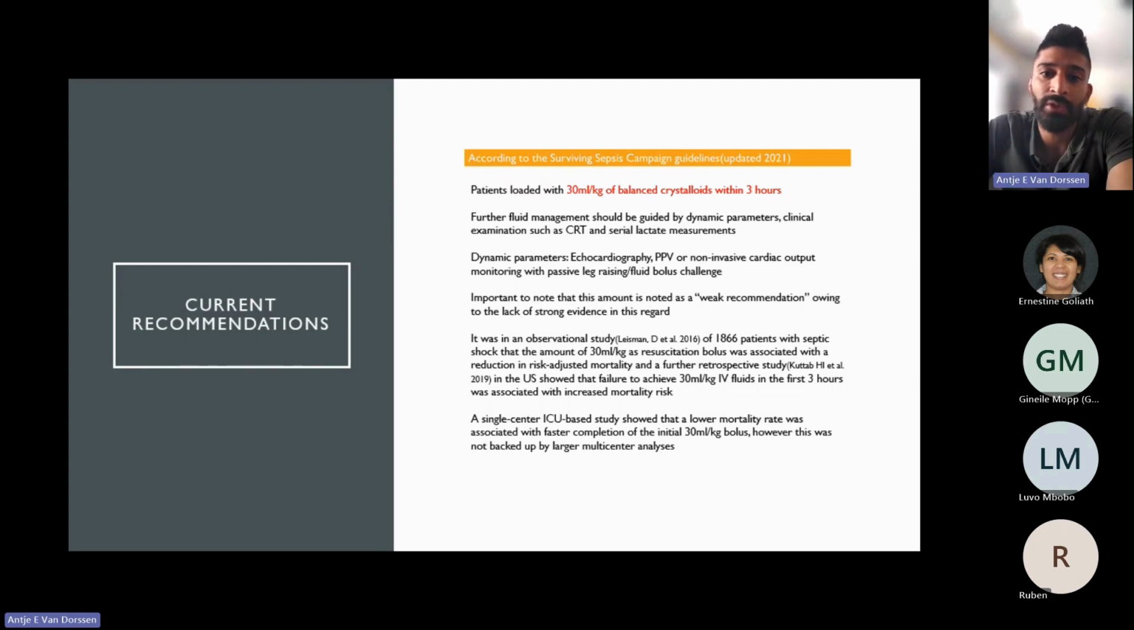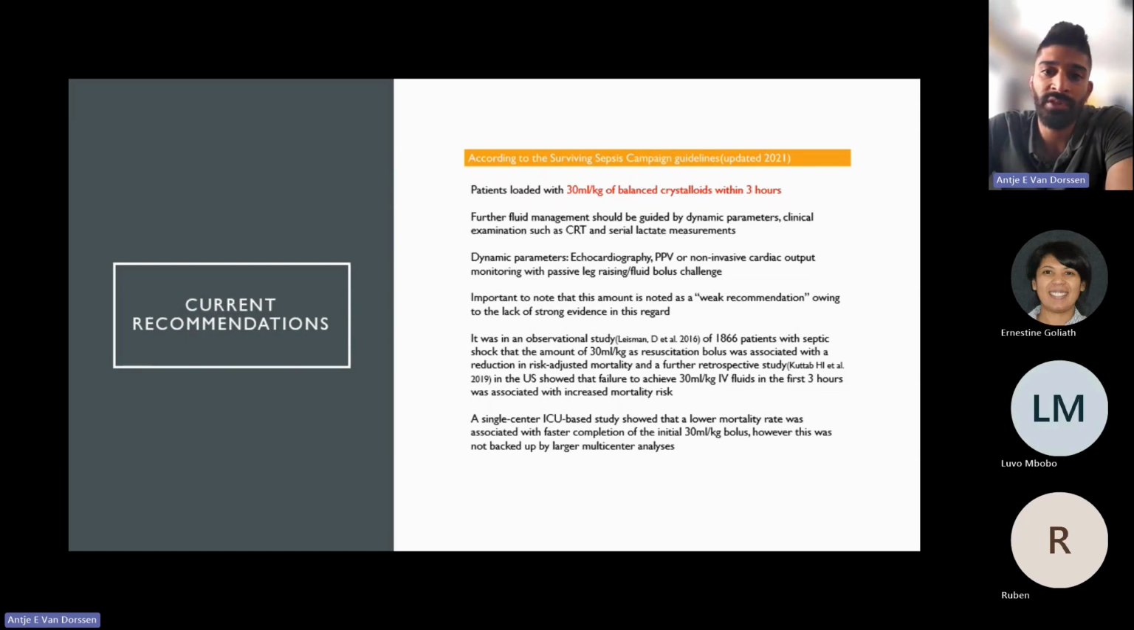Further fluid management should actually be guided by dynamic parameters and clinical examination, such as simple things such as capillary refill time, but they still stuck to advising serial lactate measurements. So these dynamic parameters include echocardiography, which has actually become quite common in intensive care units, assessing the pulse pressure variation of patients or other non-invasive cardiac output monitoring while using passive leg raising or fluid bolus challenge to see if patients are fluid responsive.